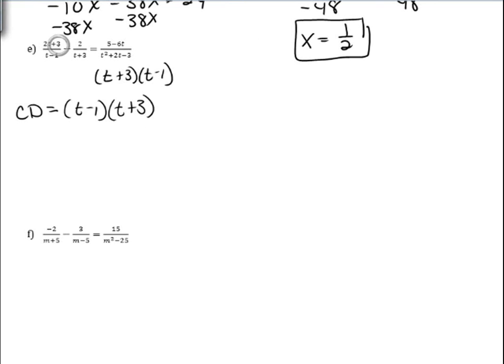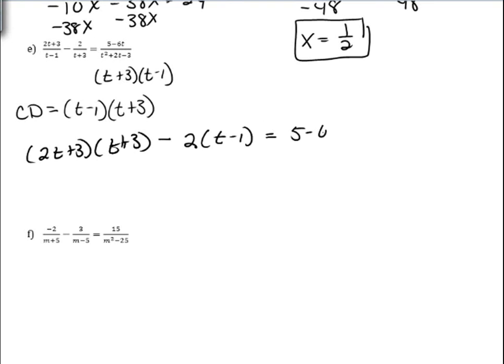Now, the 2t plus 3 over t minus 1 was missing the t plus 3, so we have to multiply that 2t plus 3 by t plus 3, minus, we would have 2 times what's not there, and that's the t minus 1. And it equals, this one had both of them, so we just need the 5 minus 6t.